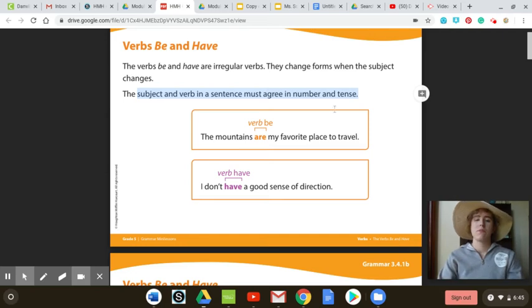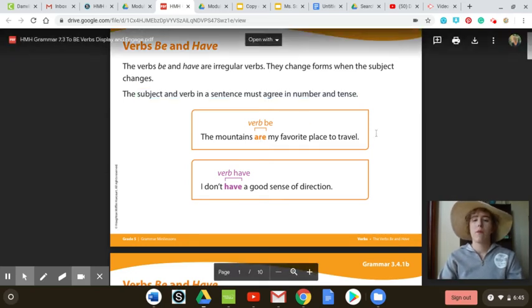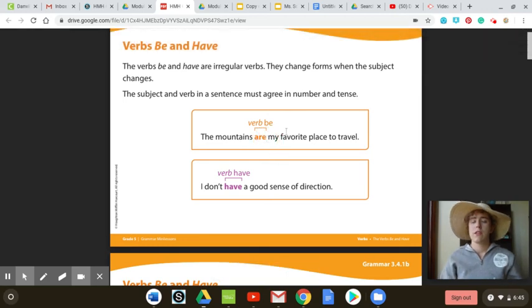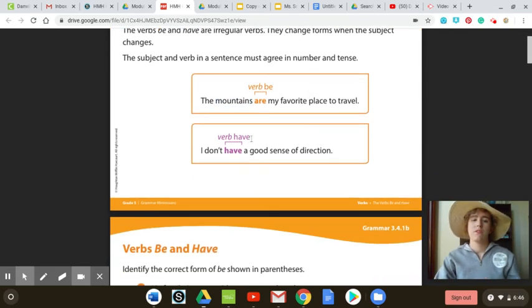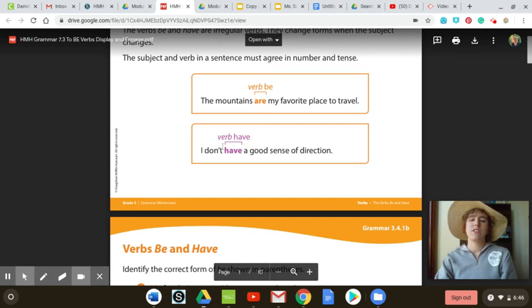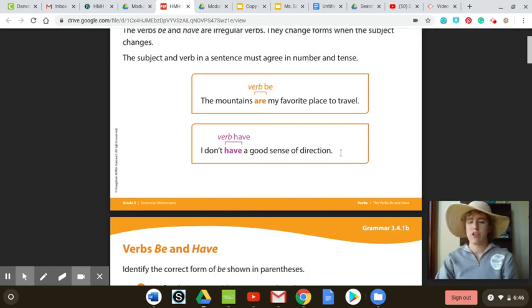Okay. So it says this, the mountains are my favorite place to travel. Are tells us that it's happening right now. Right now is the mountains are my favorite place to travel. Mountains, that S tells us that there's more than one mountain. So it's plural. Our second example says, I don't have a good sense of direction.